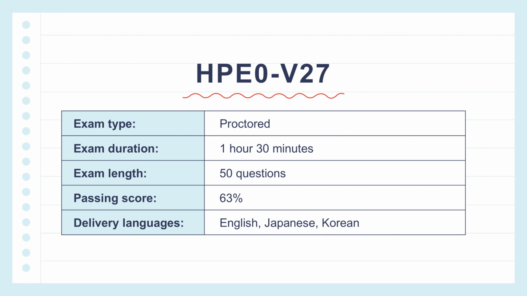Yeah, but before we get into the architectural weeds, let's establish the foundation for the HPE0-V27 exam itself, right? Because you need to know what you are walking into. Absolutely. So it's a proctored exam. You will have exactly 1 hour and 30 minutes to tackle 50 questions. You need a 63% to pass, and it's available in English, Japanese, or Korean.